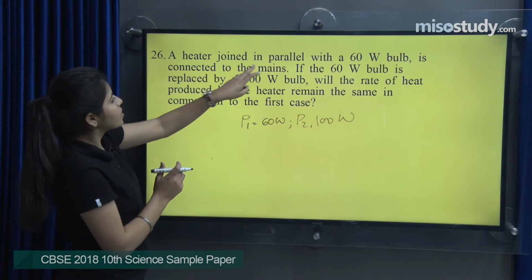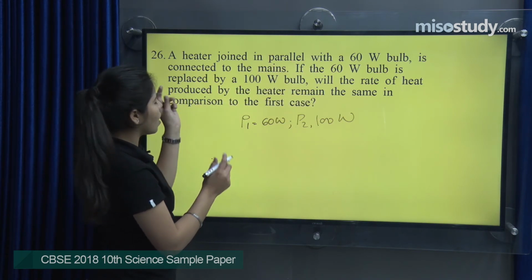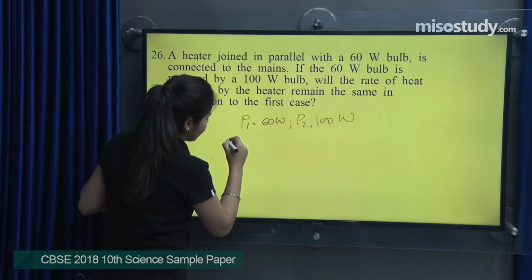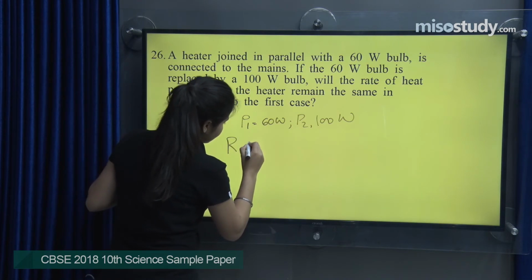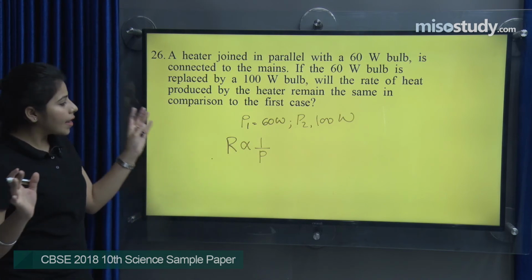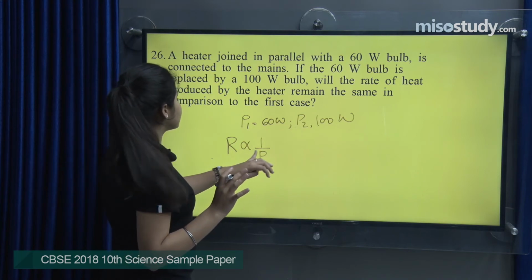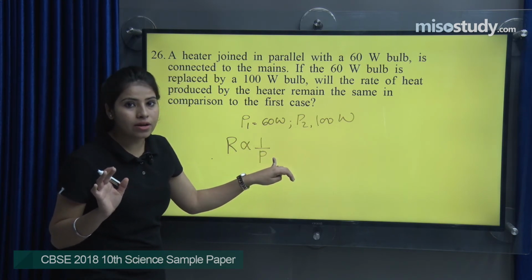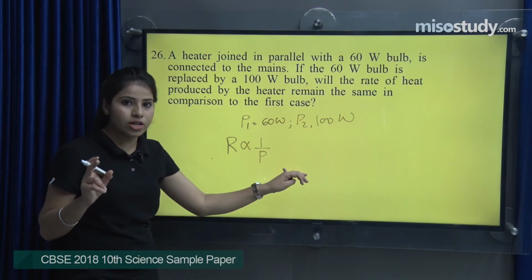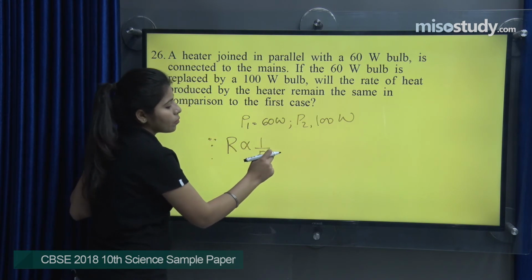So now, if it is being connected in parallel, then what will be the resistance if two resistors are connected in parallel position? Then we know that R, that means resistance, is inversely proportional to power. We know the formula, and through that we have been declared that R is inversely proportional to P.